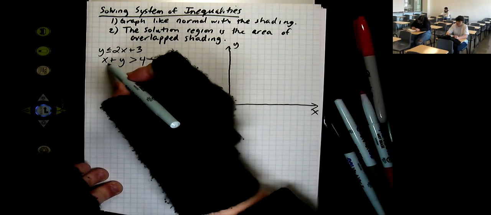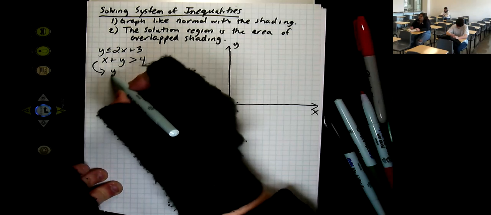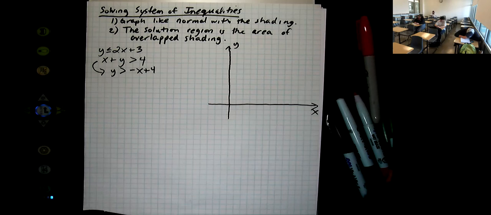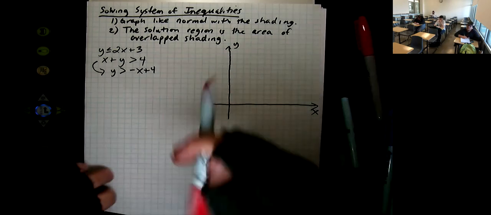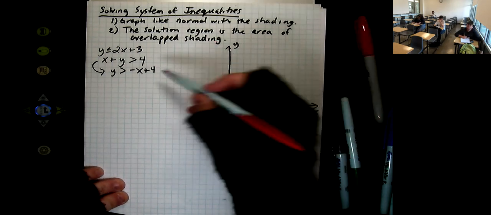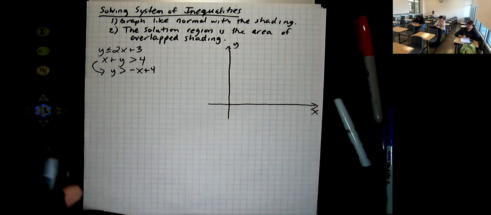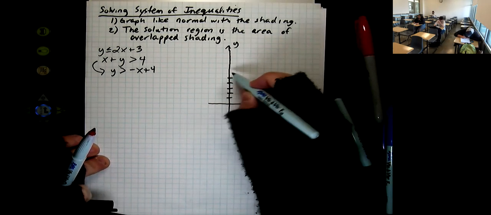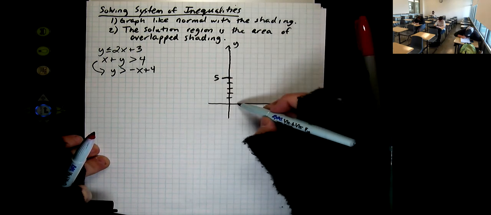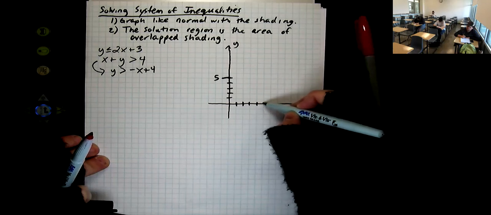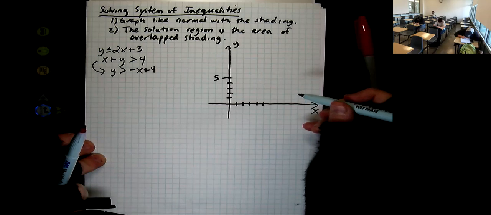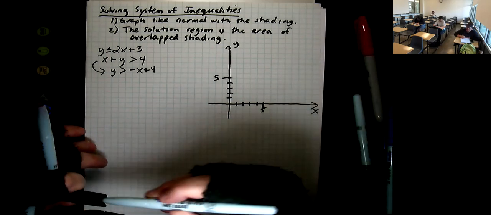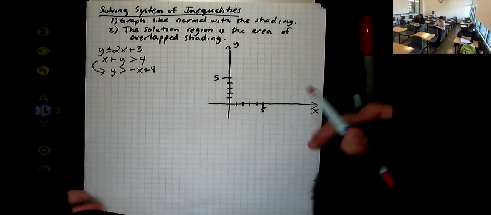So maybe I'll rewrite this one by subtracting x. This one becomes y is greater than negative x plus 4. Let's graph that one first. Let me put some scales here. That should work. If I need more, I can draw more lines.